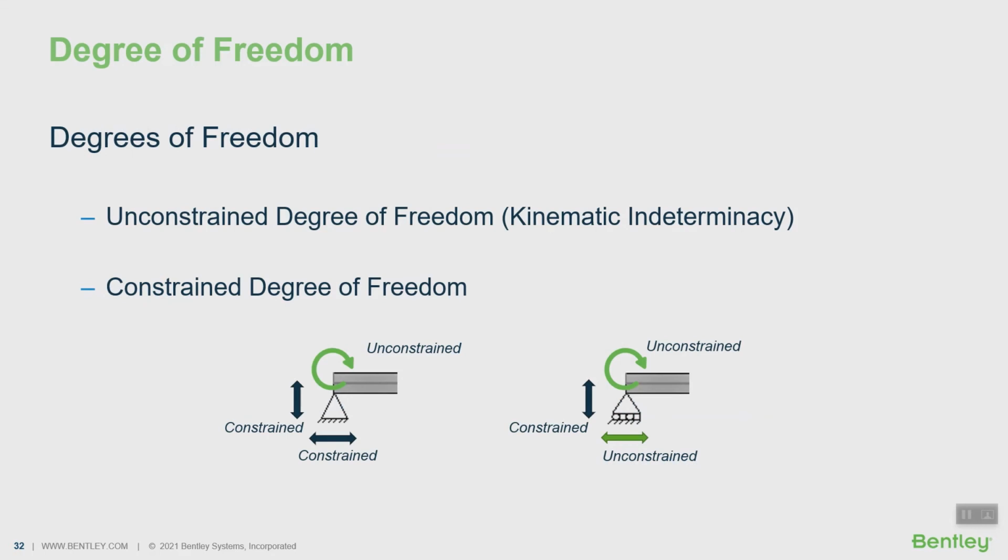Unconstrained degrees of freedom are the degrees of freedom that are not constrained by a connection to a fixed structure, and therefore the node is allowed to move about freely in that direction. Constrained degrees of freedom are the degrees of freedom that are constrained by a connection to a fixed structure, and therefore the node is allowed to experience no movement in that direction. Example of constrained and unconstrained degree of freedom for a hinge and a roller support are shown in this figure. For a fixed support, all the degrees of freedom are constrained.